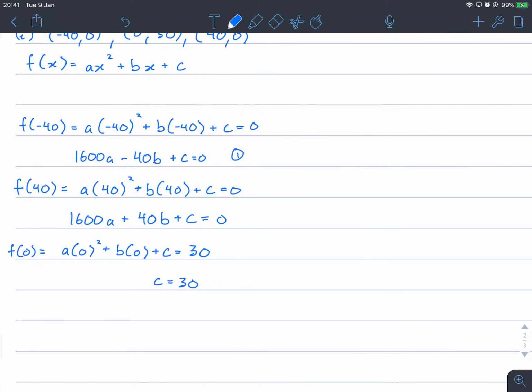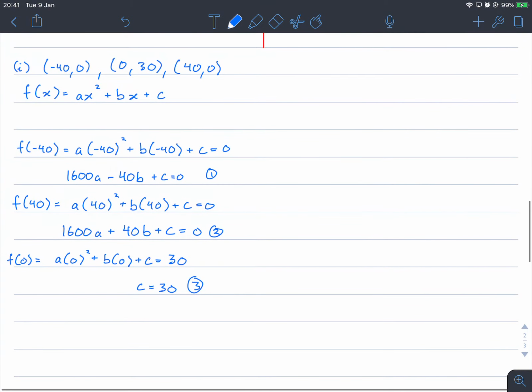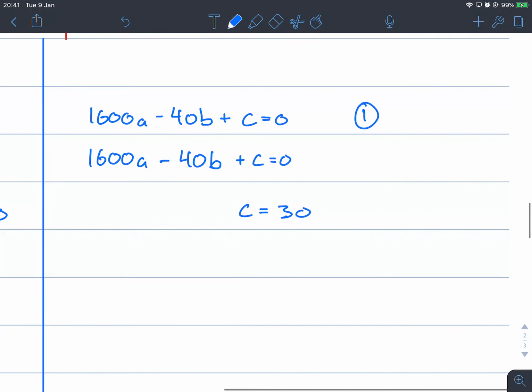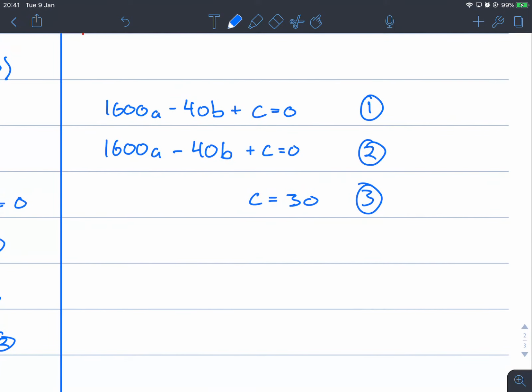Here's my first equation, second, and third. I'm going to collect these off to the side here. Here's my first equation, 1600a minus 40b plus c is equal to 0. Take the second one here, also equaling 0. And the last one, c is equal to 30. First equation, second, and third. A very simple substitution now. I can substitute c equals 30 into both of them.